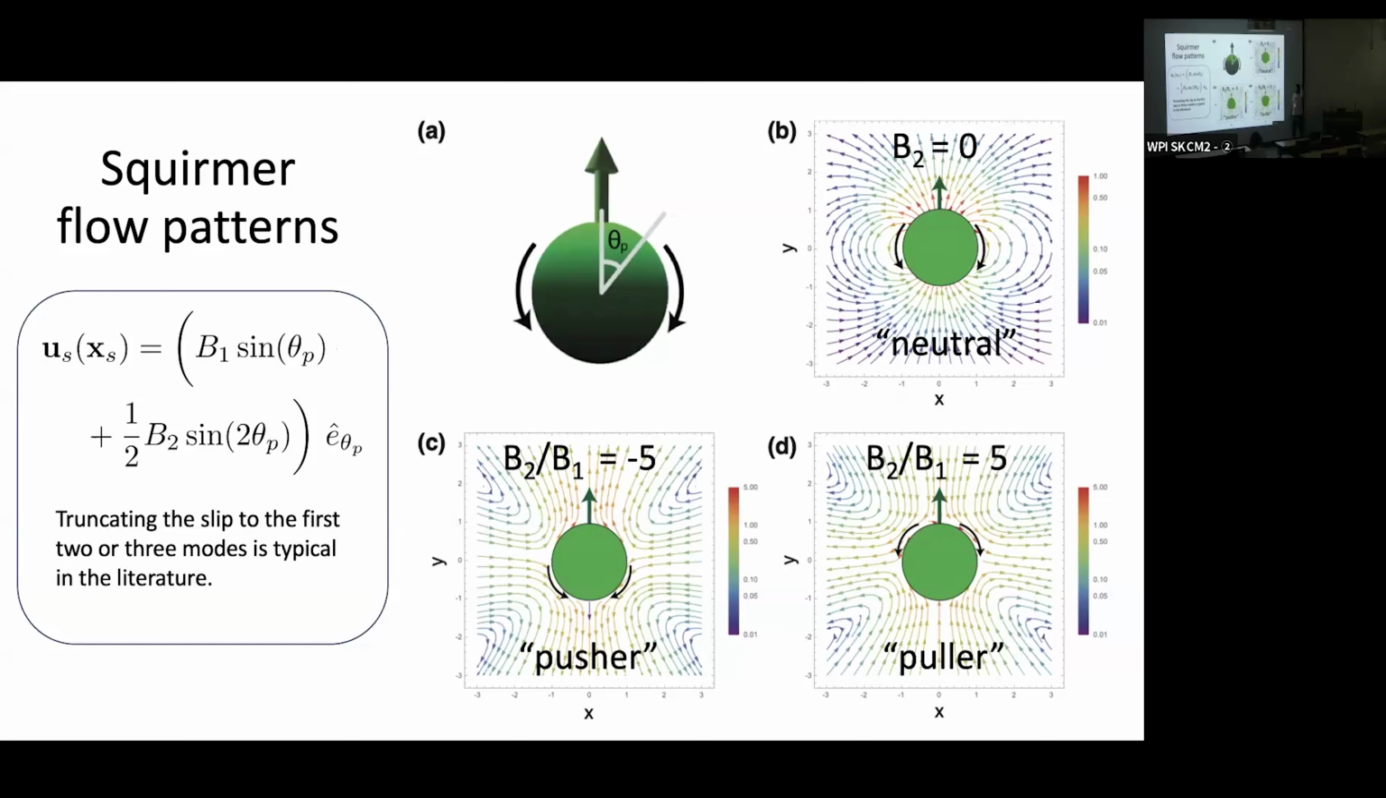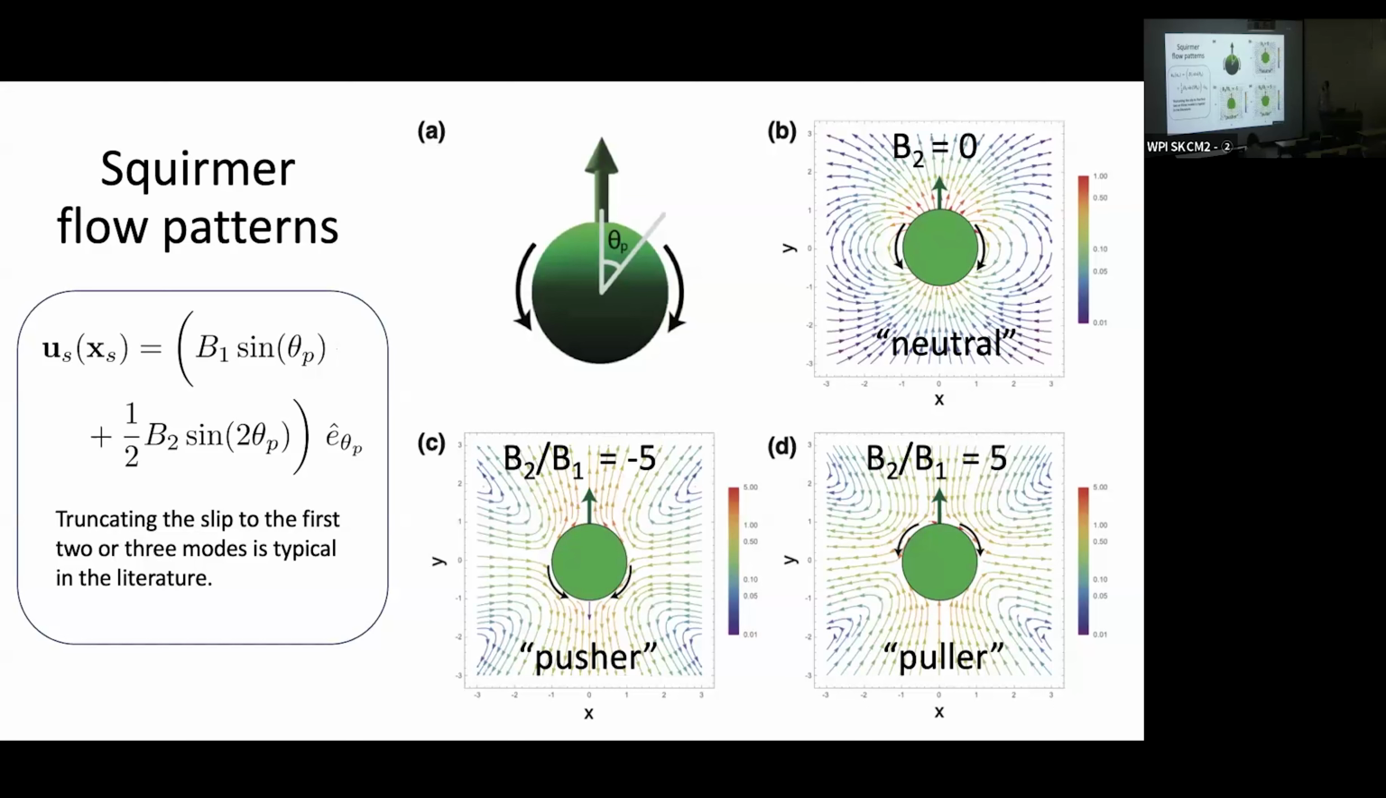So in this literature, you hear a lot about neutral, pusher, and puller. Well, there it is. So if B2 is 0, then you only have a B1 mode, which is unbiased between the front and back because theta ranges between 0 and 180. So we have sine going between 0 and 180. It's nice and symmetric around 90 degrees. There's 90 degrees, it's the equator. So the B1 mode is unbiased between the front and back in terms of the interfacial velocity. So that's why it's called neutral. It doesn't favor the front or back. And you get this kind of dipolar flow when you just have B1.